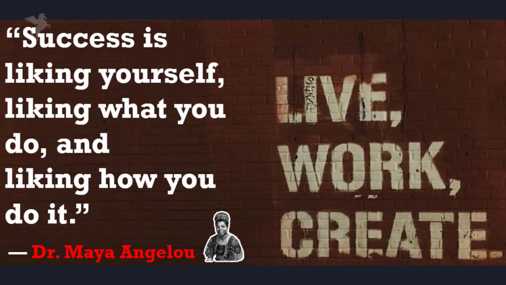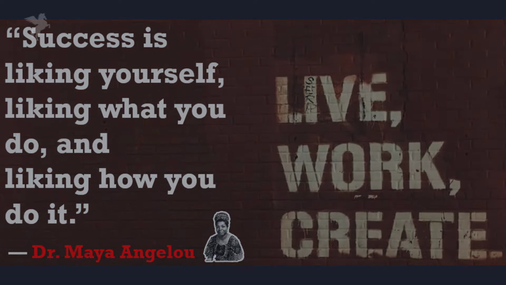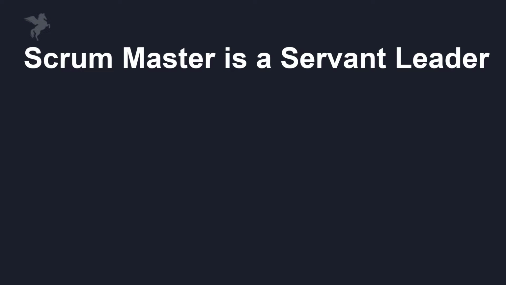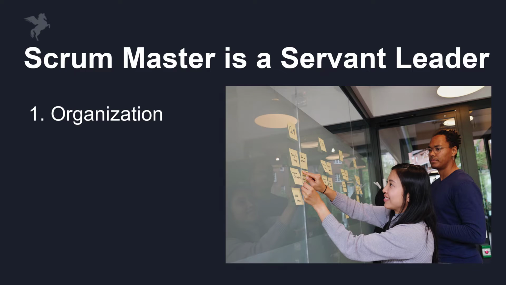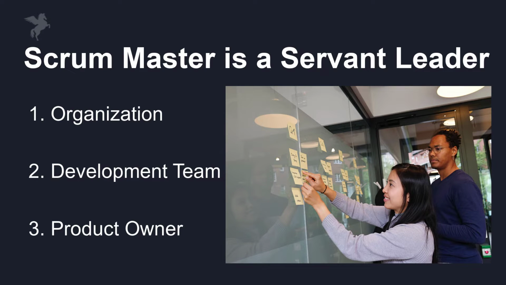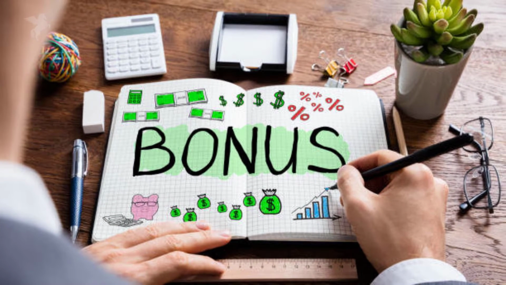In this video, we will define the Scrum Master's role, i.e., liking yourself and what you do daily, while serving three groups for a project: the organization, the development team, and the product owner. We will also review examples of the Scrum Master's role and responsibilities for delivering value on a project, and I will also provide you a bonus topic.